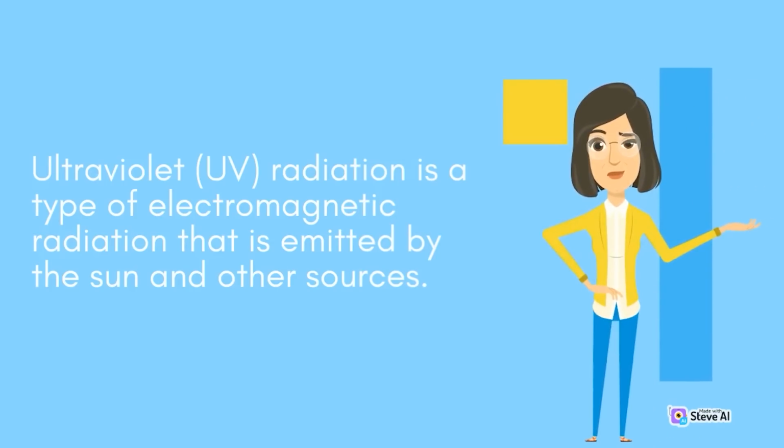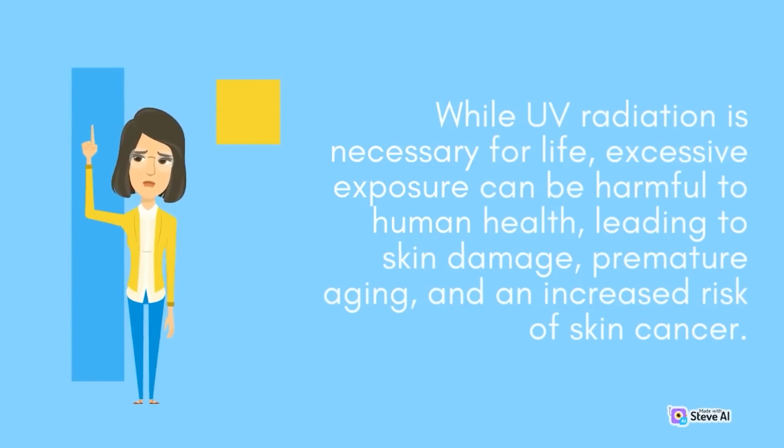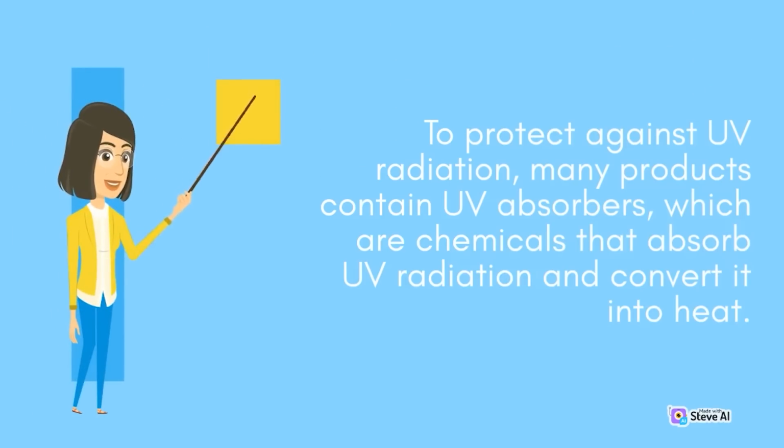Ultraviolet, UV, radiation is a type of electromagnetic radiation that is emitted by the sun and other sources. While UV radiation is necessary for life, excessive exposure can be harmful to human health, leading to skin damage, premature aging, and an increased risk of skin cancer. To protect against UV radiation, many products contain UV absorbers, which are chemicals that absorb UV radiation and convert it into heat.